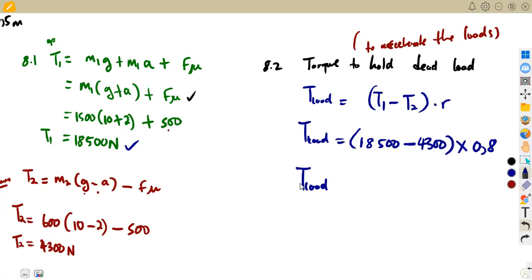Now we're talking about the torque. The T here, we're supposed to use F, but because of the presentation of our syllabus, this T is for the torque, and then we've got the T for the tension, a force. So do not confuse on this part. All right, so this one is the torque that we are calculating, which is going to be 11,360 Newton meter. So that is the one to accelerate the loads in this case.